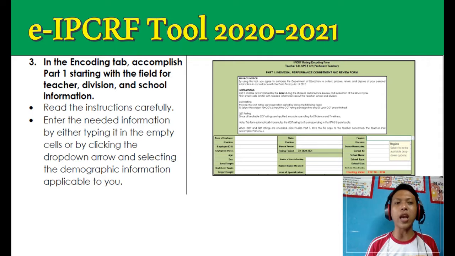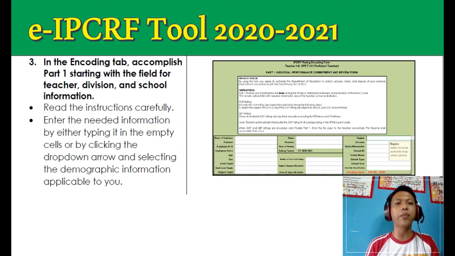Okay, the number 3 is in the encoding tab, accomplish part 1, starting with the field for teacher, division, and school information. So, sino yung gagawa nito? Because the rating of the teachers after the portfolio has been reviewed by the school head, of course, si school head yung gagawa nito, yung mag-accomplish ng data na ito. Of course, from the teachers, the data of our teachers.